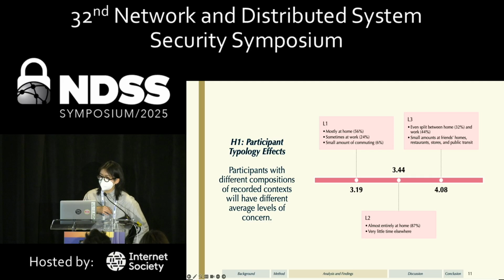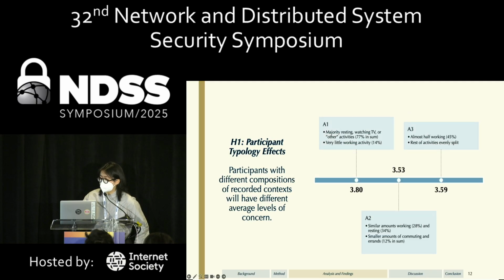And so while we didn't ask participants about their lives generally, like we didn't ask for qualitative information, we might imagine that this group is more of an urban professional type since they use public transit and go out to eat. They spend more time in public spaces and then also have a higher level of concern than the other two groups.